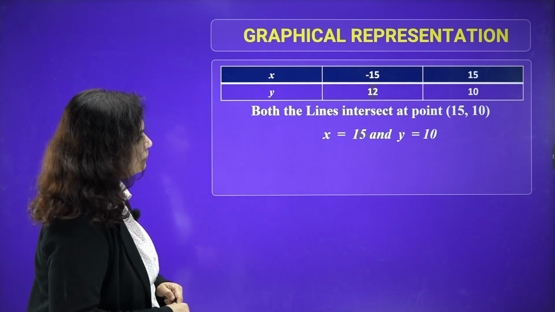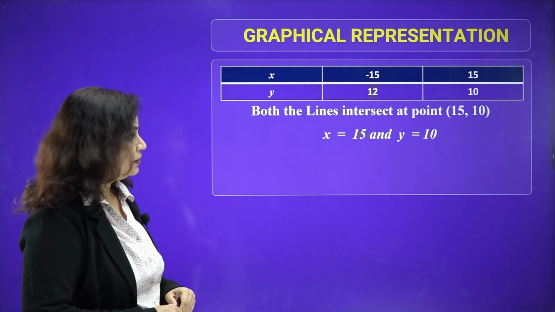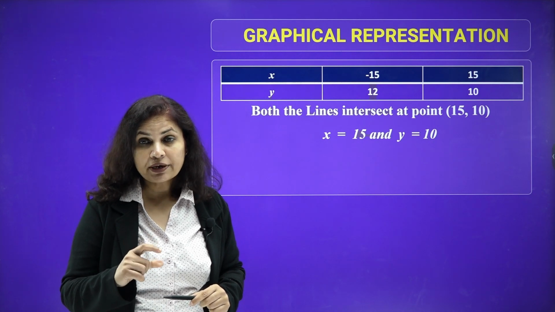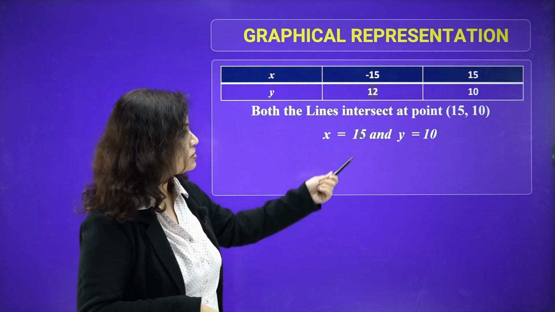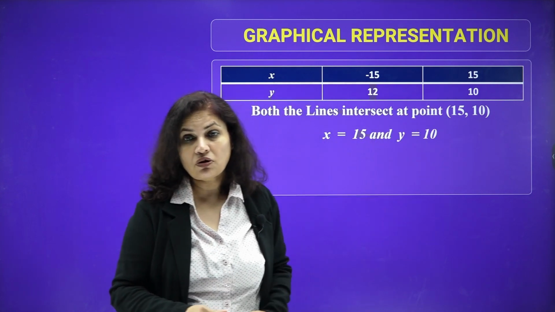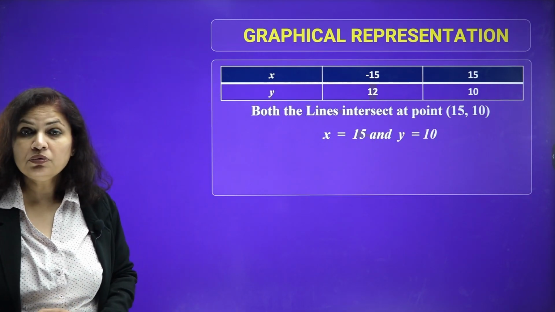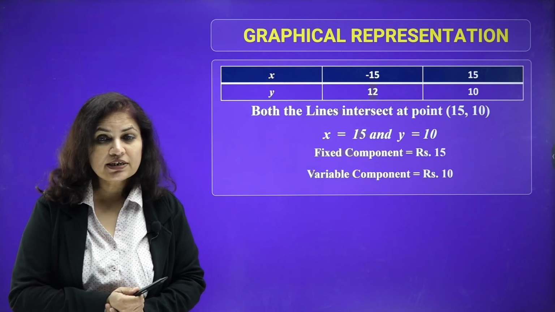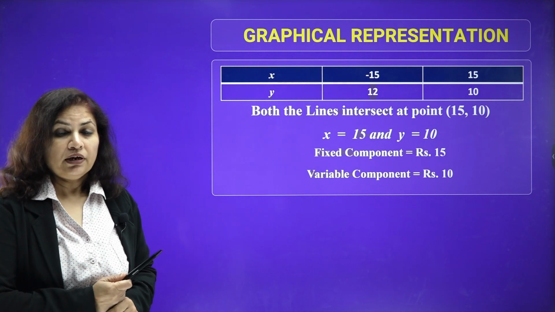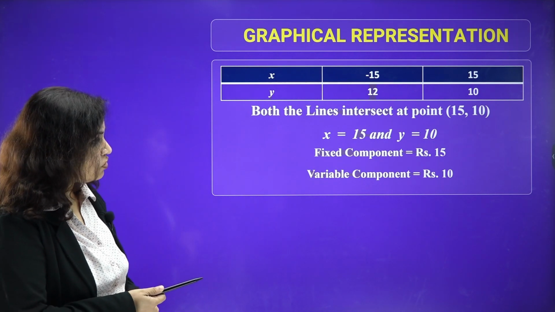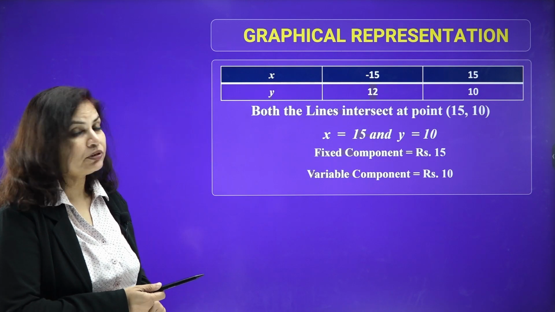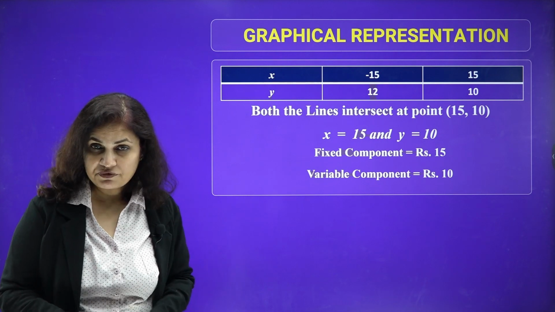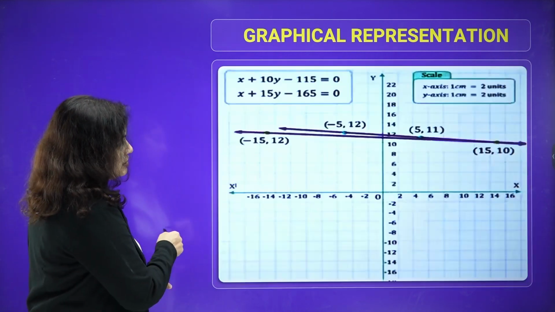So, x is equal to 15 and y is equal to 10. This is a common point through which both the lines are passing, because in both the tables I am getting this ordered pair. This is the point where the two lines intersect. So, the fixed component, representing my x, is equal to 15 and the variable component is 10. So, the value of x is 15 and the value of y is 10.